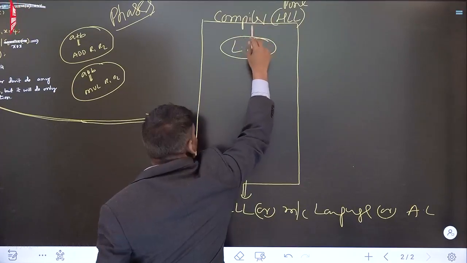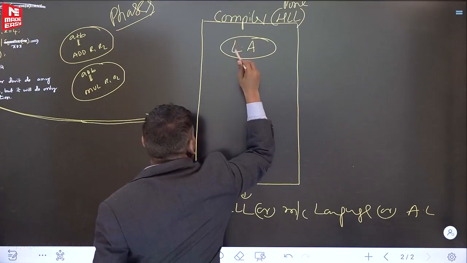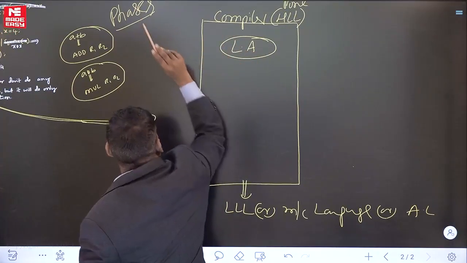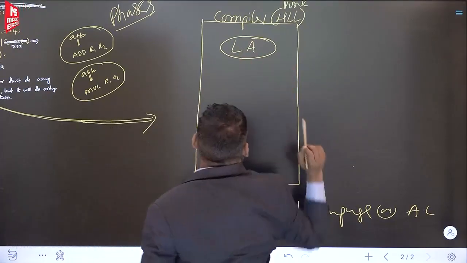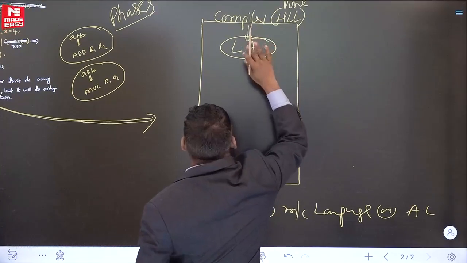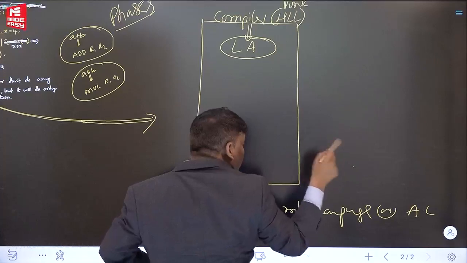The compiler is a big software. In that software, it is the first function. In programming terminology it is a function, but in compiler design terminology it is a phase. It is the first phase of the compiler. What is the meaning of the first phase of the compiler? As soon as you say compile, the compiler starts compiling.